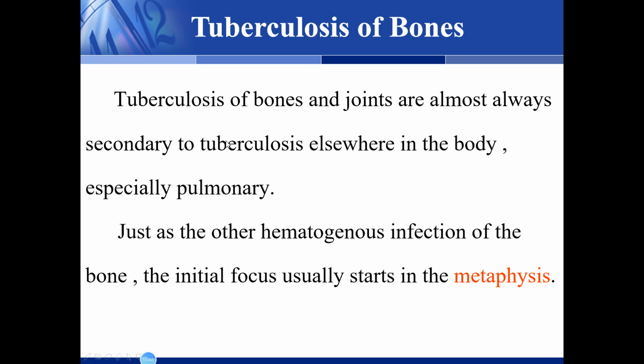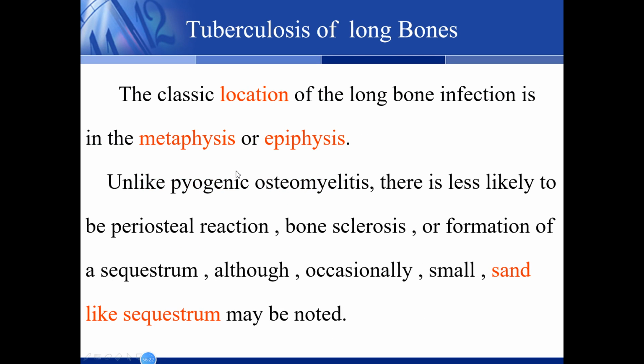Next, we will learn about the tuberculosis of the bones. The tuberculosis of the bones and joints are almost always secondary to tuberculosis elsewhere in the body, especially pulmonary. Just as the other hematogenous infection of the bone, the initial focus usually starts in the metaphysis. First, we will learn about the tuberculosis of long bones.